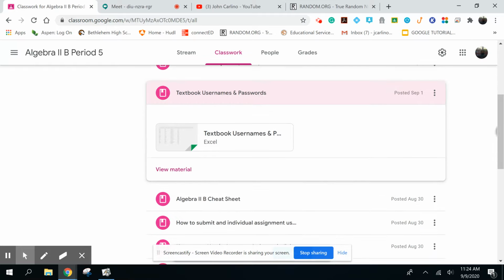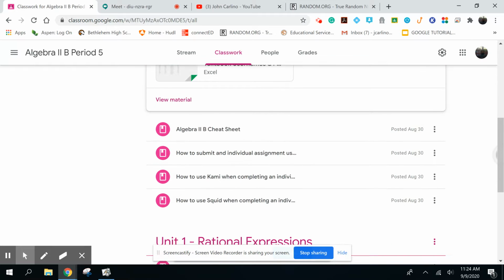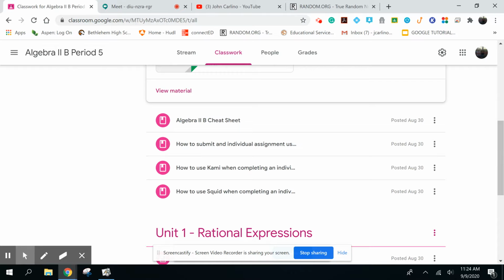Also on here is the cheat sheet. If you haven't had an opportunity to view it at all, I would highly recommend taking a look at it. And there are some videos about how to submit assignments to Google Classroom if you don't know how. And if you use Cami or Squid or are new to them, how to use those as well. I'm not going to go over any of those.